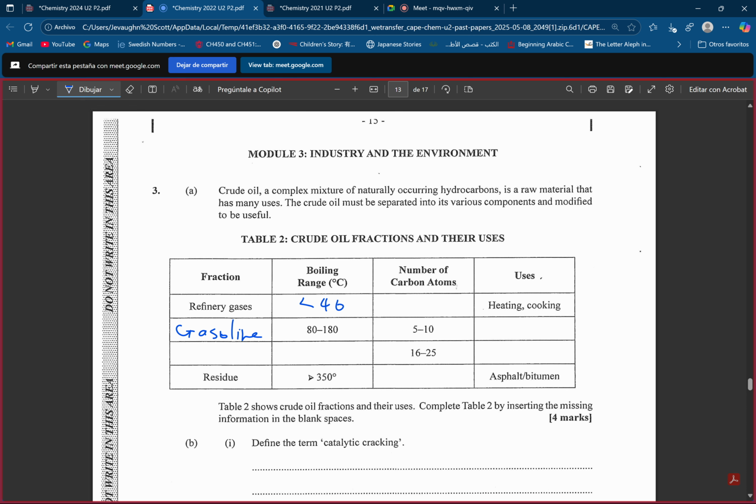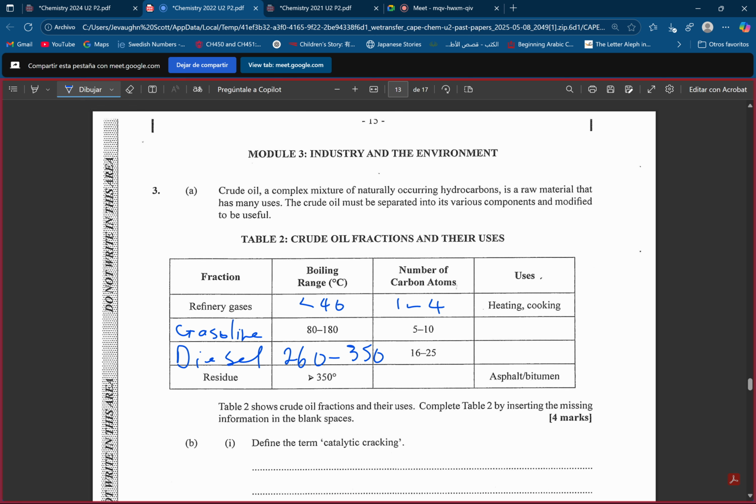Right? 16 to 25. I am not sure. 16 to 25, what would 16 to 25 be? 16 to 25 would be diesel, right? Or those fuels like car fuels, etc. And this would be around 260 to 350. So I have something like that. The number of carbons for refinery gas would be 1 to 4, and that would be propane, butane, those type of things.